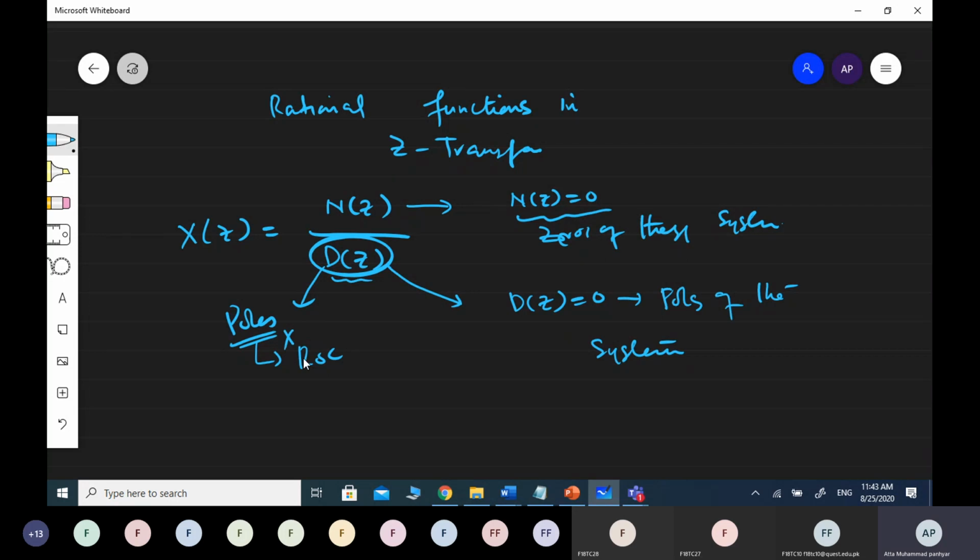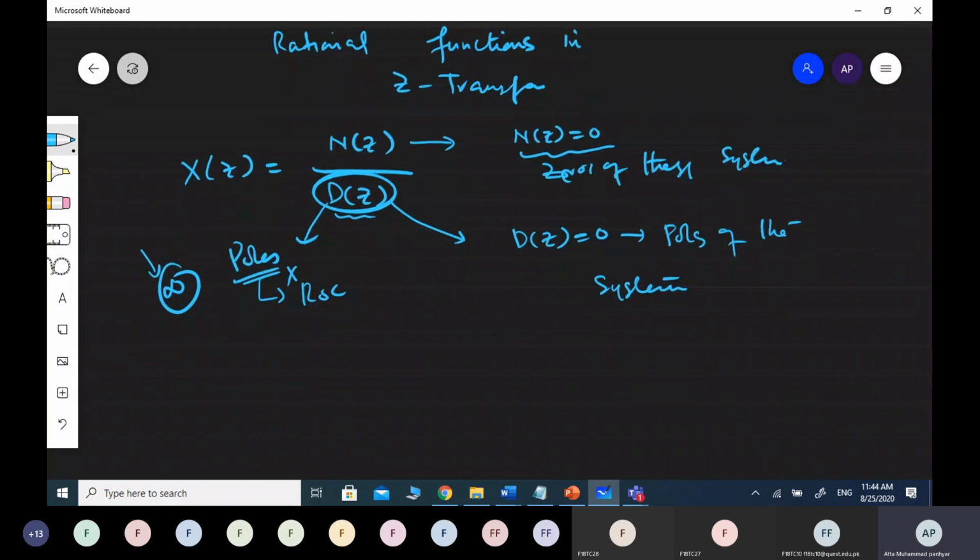If poles are included in the ROC, then you are mistaking something, because ROC means region of convergence. If a pole is included in it, then the value is infinity, and infinity is not convergent, it's divergent, right? So poles need not be included in the ROC. We have to make sure of that.